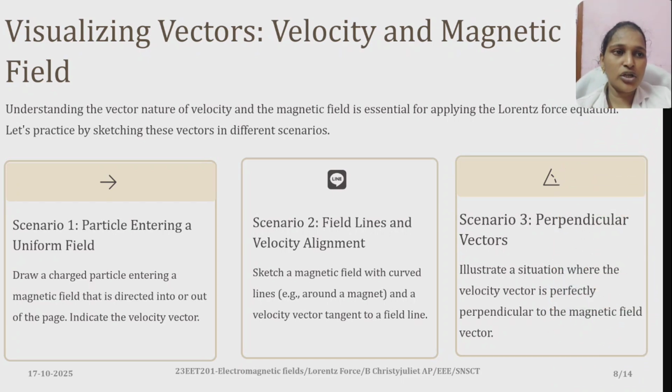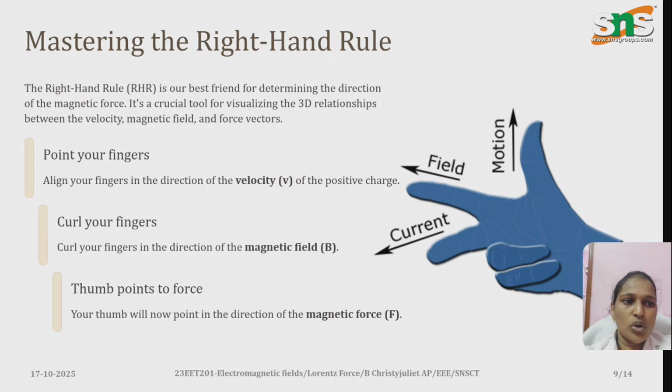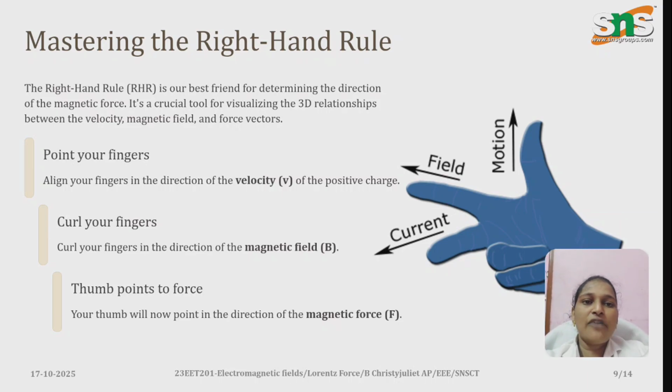Now we are here to visualize these vectors using an electromagnetic field by sketching these vectors in different scenarios. Okay, now how can we find this magnetic force, in which direction it is acting? By using the right hand rule we can easily find the direction of this magnetic force.